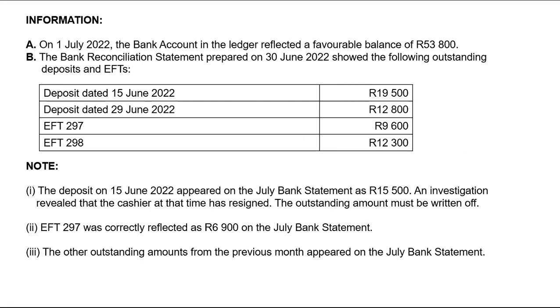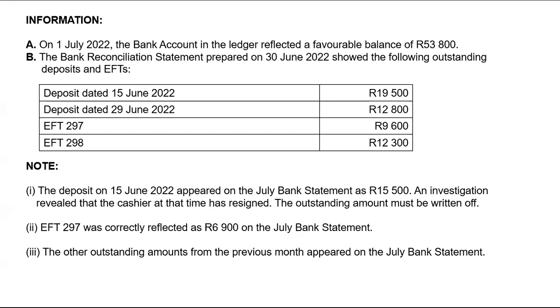And then it says that EFT 297 of 9,600 was correctly reflected as 6,900 on the July bank statement. So the bank statement was correct. We are the ones that are wrong. We are saying we made a payment of 9,600, but we only paid 6,900. So we overpaid basically. We over reduced our bank account when actually the bank only reduced our bank account by 6,900. So we need to add back the difference.